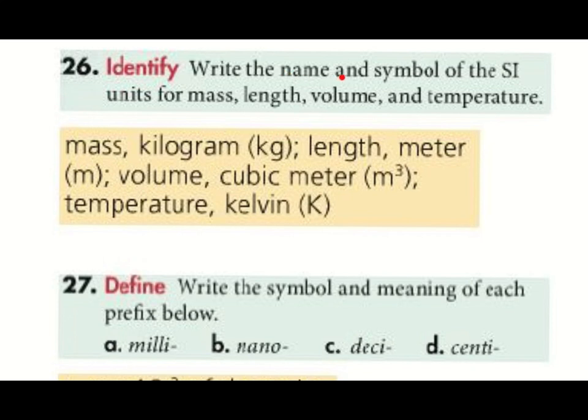Write the name and symbol of the SI unit used for mass, length, volume, and temperature. For mass is kilogram, the symbol is kg, length is meter, m, volume cubic meter, m cube, temperature is Kelvin.